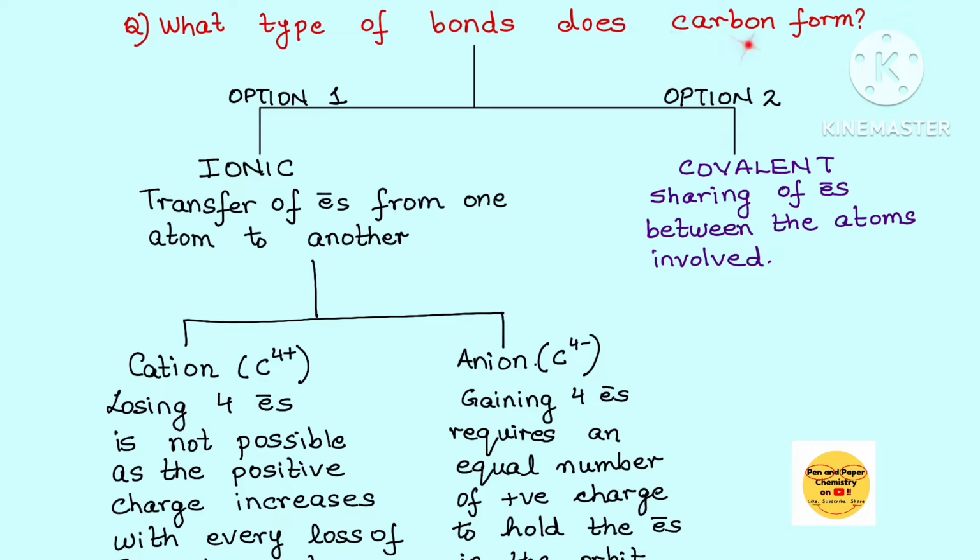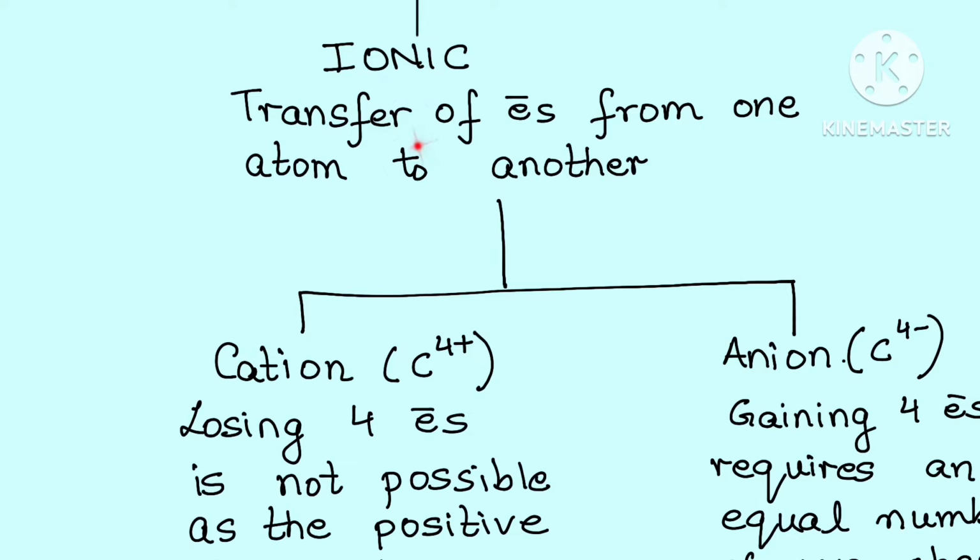So, what type of bonds does carbon form? 2 options. Either it can form an ionic bond or it can form a covalent bond. What is an ionic bond? Ionic bond involves transfer of electrons from one atom to the other. Now, again, going back to the structure of carbon, it has got 2 electrons in its inner shell and 4 electrons in its valence shell. That means either it loses all these 4 so that it can have 2 electrons in its outermost shell, because then the outermost shell would be the first one.